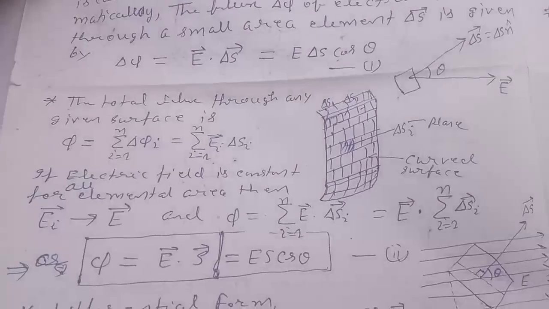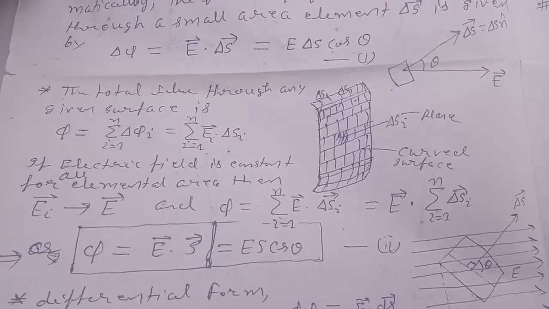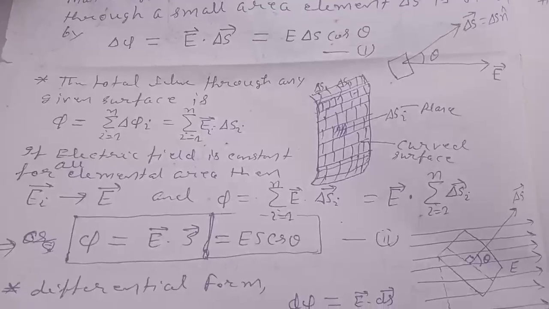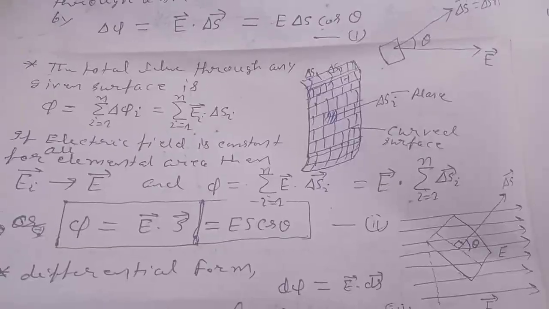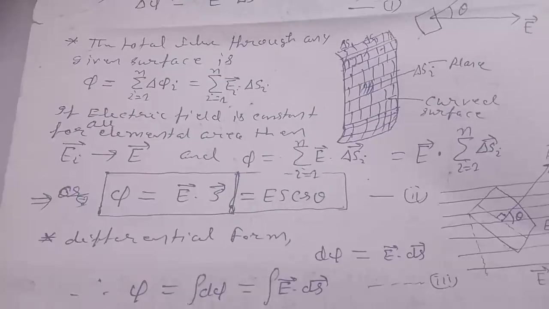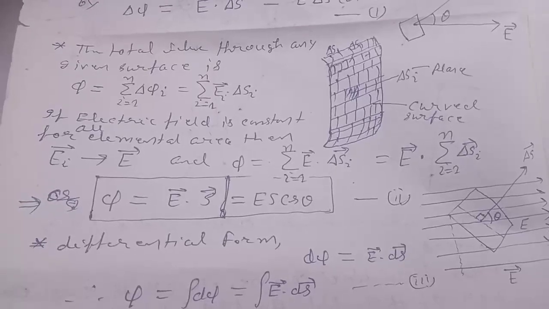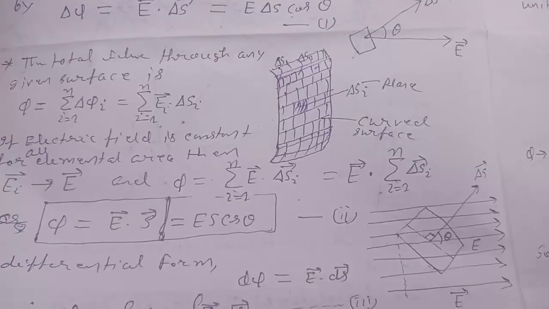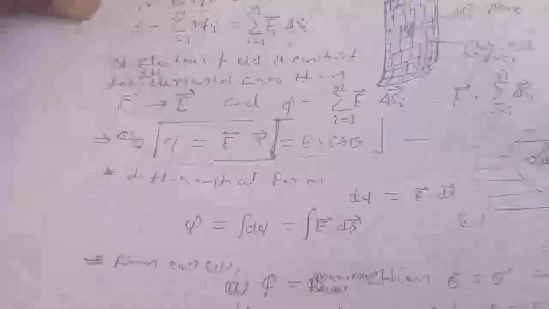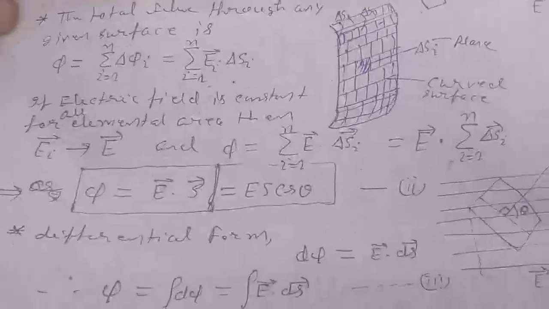The total flux through any given surface is phi equals sigma i equals 1 to n delta phi i, equals sigma i equals 1 to n Ei vector dot delta Si vector. If electric field is constant for an elemental area, then Ei tends to E vector and phi equals sigma i equals 1 to n E vector dot delta Si vector equals E vector dot sigma i equals 1 to n delta Si vector. This implies phi equals E vector dot S vector equals E S cos theta, equation 2.